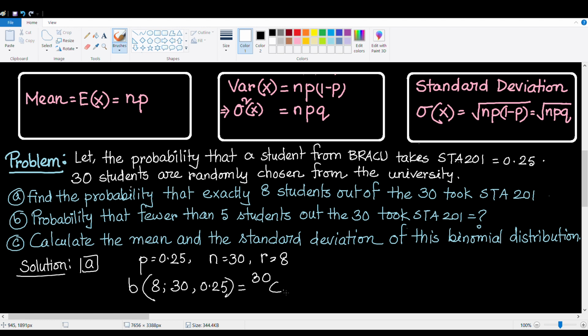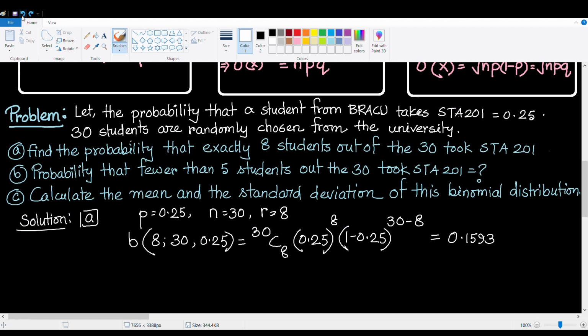probability will be, right? Simple. 0.1593 is the answer for our question number A. Let's move on to question B. It asks you to find the probability that fewer than 5 students out of the 30 took STA201.